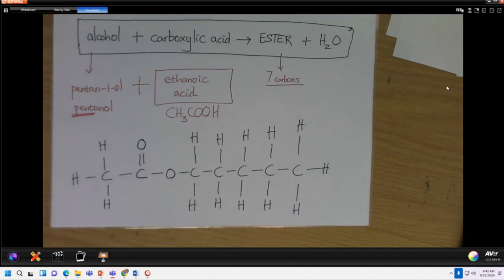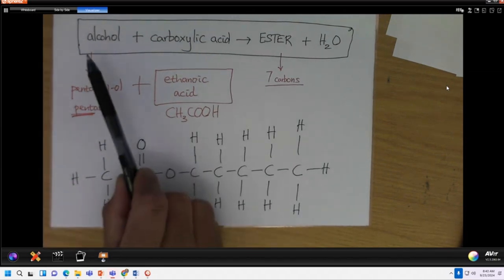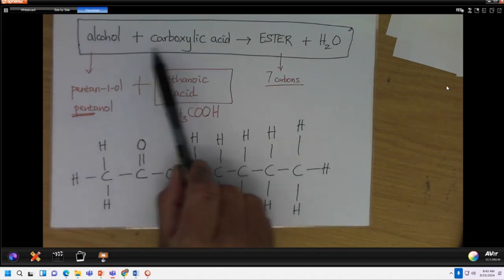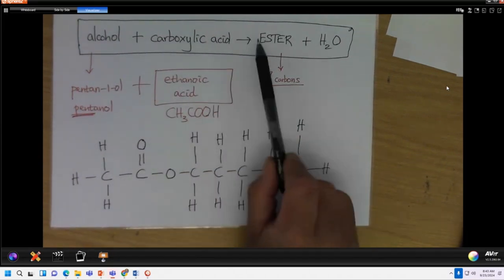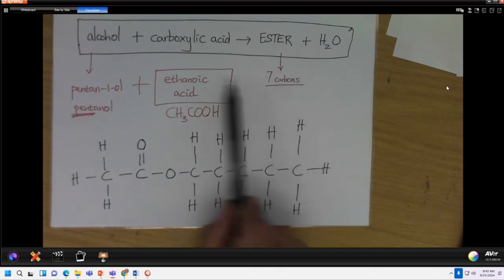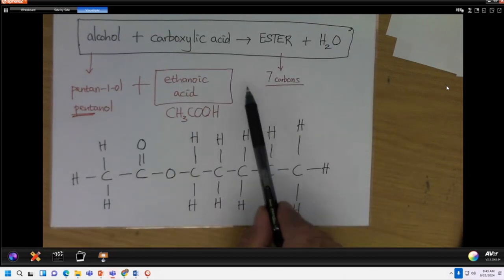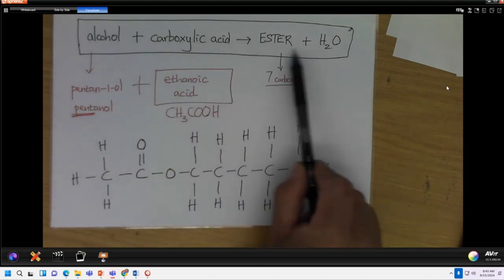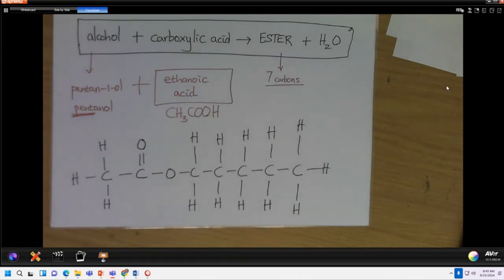Very, very important. Remember the formula. As we can see, an alcohol plus carboxylic acid always gives rise to an ester plus water. And so when you are given questions like this, where they say 7 carbons, try and use this formula. But remember, now when you're drawing the structural formula, you must put the carboxylic acid first, and that must be followed by the alcohol. Very, very important.